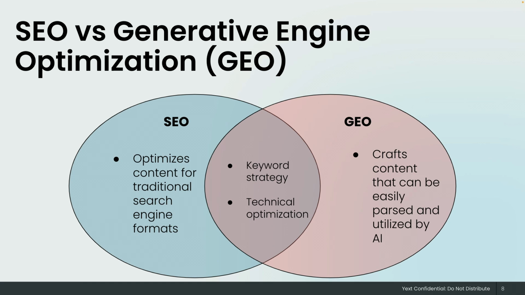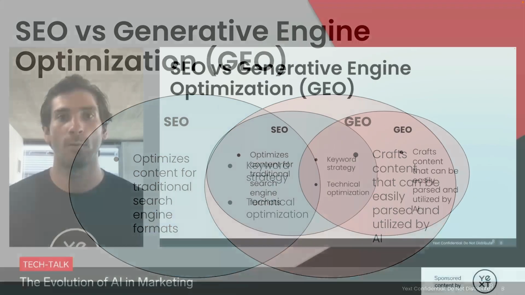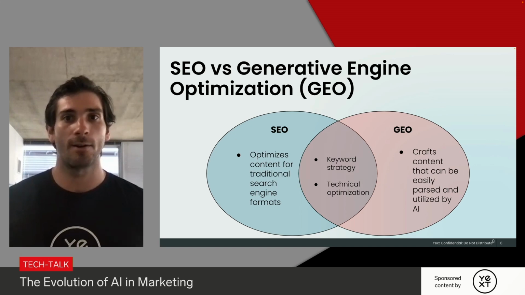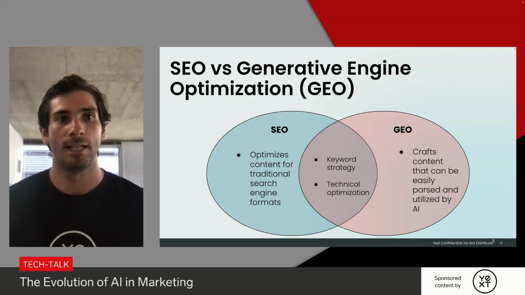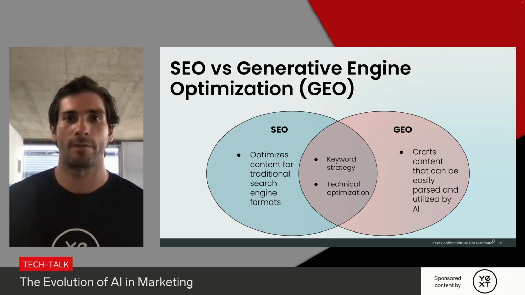Over the last few decades, SEO, as we know it, has been the name of the game for marketers. But now, with the rise of these different AI-powered search experiences, there's a new concept of optimizing for generative experiences. This is known as generative engine optimization, or, similarly to SEO, GEO. So you might be asking, how is this different from SEO?